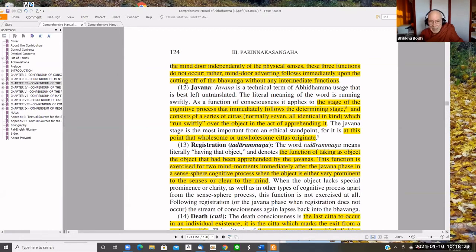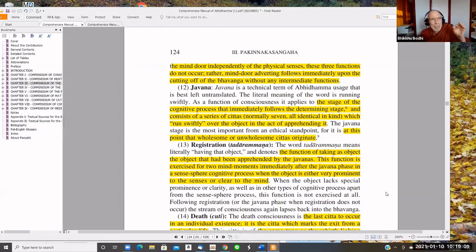So the javana phase consists of a series of cittas, usually seven, all normally identical in kind, which in a sense run swiftly through the object in apprehending it. And the javana stage is the most important from the ethical or karmic point of view, because it's in this stage that the wholesome and the unwholesome cittas originate. So it's in the javana stage that one creates karma.